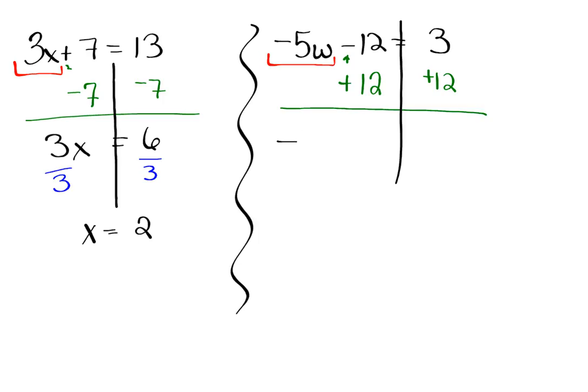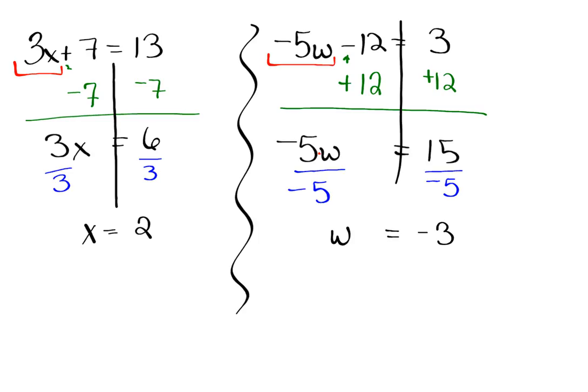Okay, so I get negative 5 times w equals 15. Now, pay attention, because the operation between the 5 and the w is multiplication. It is not addition, even though we have a negative sign. So I am going to divide by negative 5. And what I get next is w equals negative 3. These are two of the basic methods of solving two-step equations. We have 2 more to go.